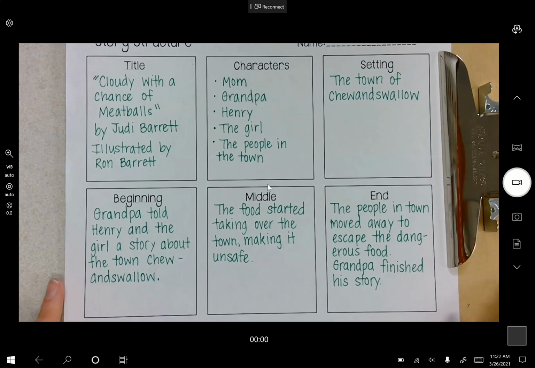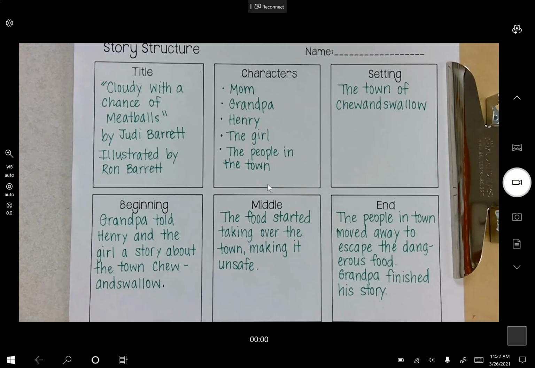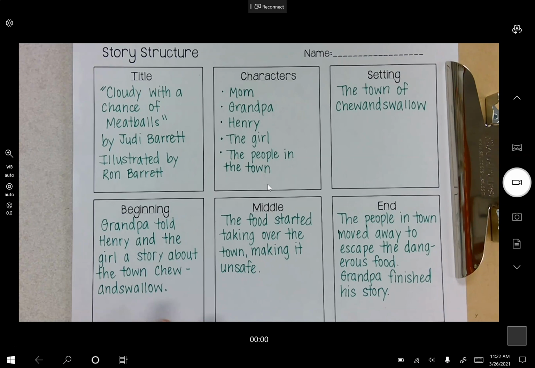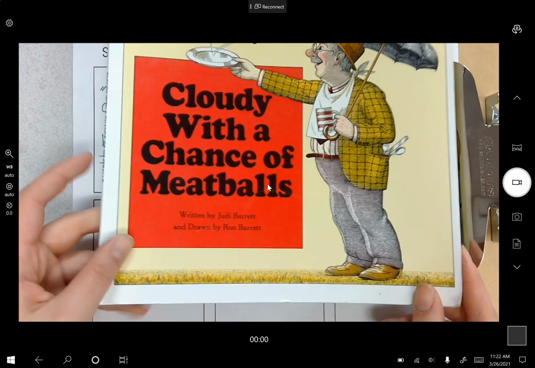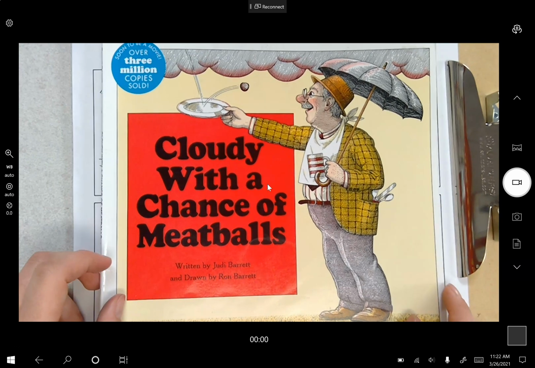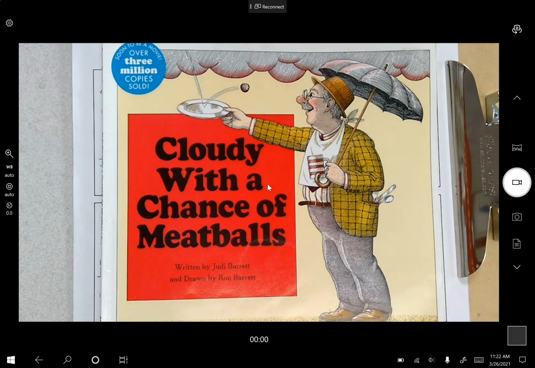All right, so that is the beginning and the middle and the end of Cloudy with a Chance of Meatballs, one of my favorite books. Okay, you guys did a very good job following along and talking about story structure of this book. Thank you for listening, following along, and it is time to move on with the afternoon.